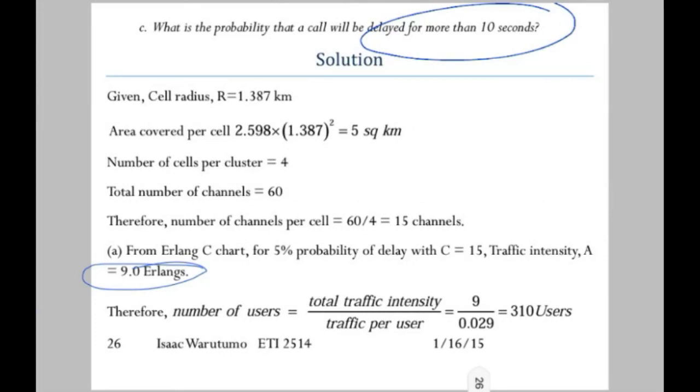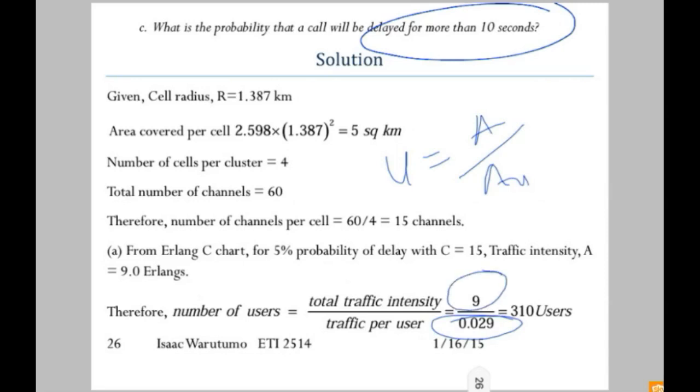So having seen that, we can say that the number of users is obtained from this formula that says A is equal to U times AU, isn't it? So we need U divided by AU. We are saying that U is equal to A over AU. We are given that AU is 0.029 and we have found that our A is 9, and therefore we can say that the number of users that can be supported by that system is 310.